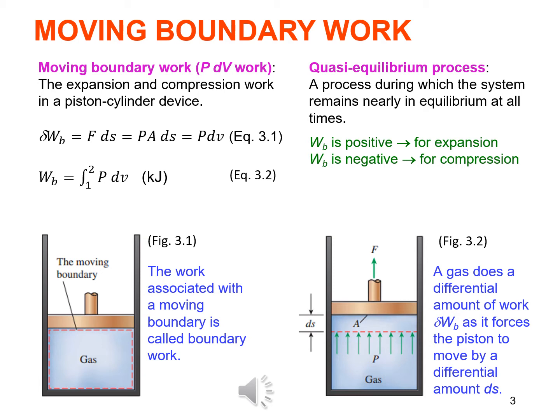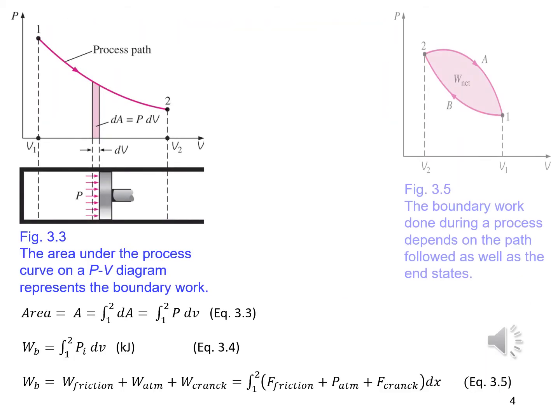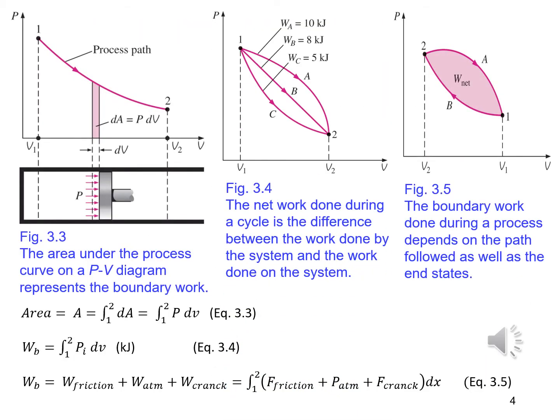This integral can be evaluated only if we know the functional relationship between P and V during the process. That is, P = f(V) should be available. Note that P = f(V) is simply the equation of the process path on a PV diagram. The quasi-equilibrium expansion process described is shown on a PV diagram in figure 3.3.